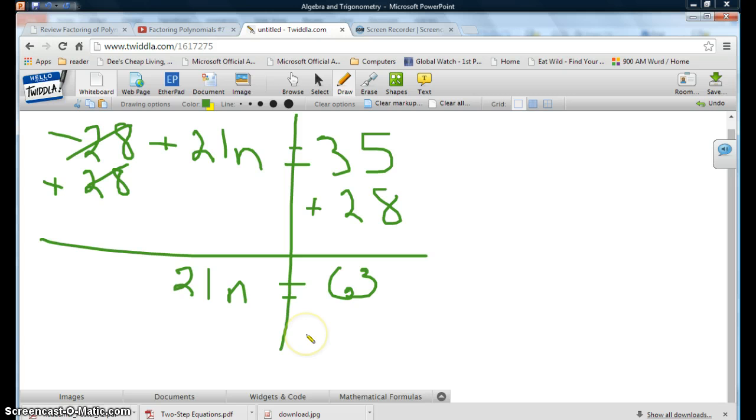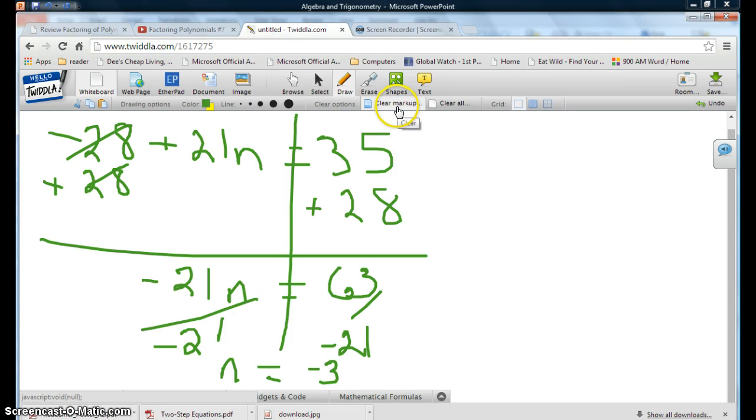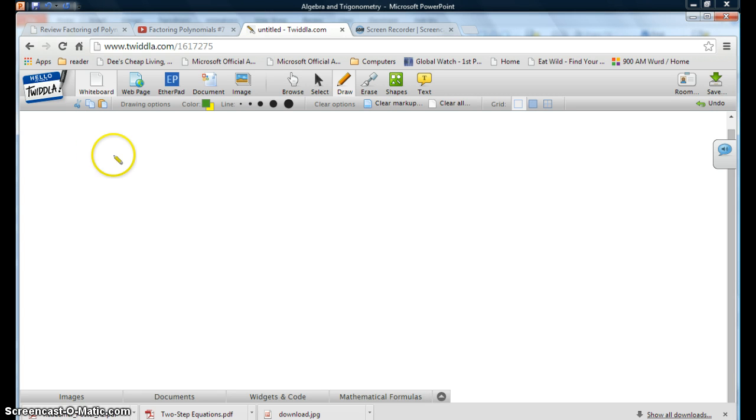Now what we want to do is isolate this n. So this is multiplication, so we divide by 21. And I forgot to bring down my minus, so let me make sure I do this. Divided by a minus 21. On this side I have n equals minus 3. Clear the board on this. All right, that was a fairly long one.